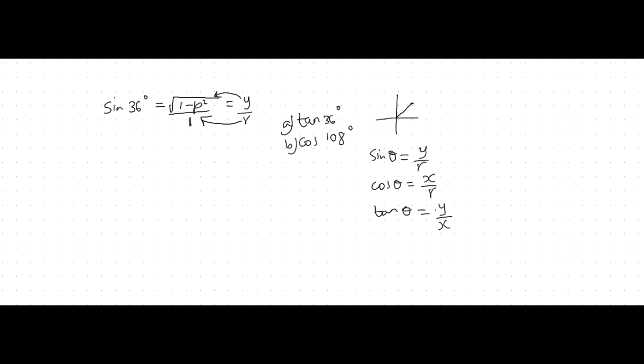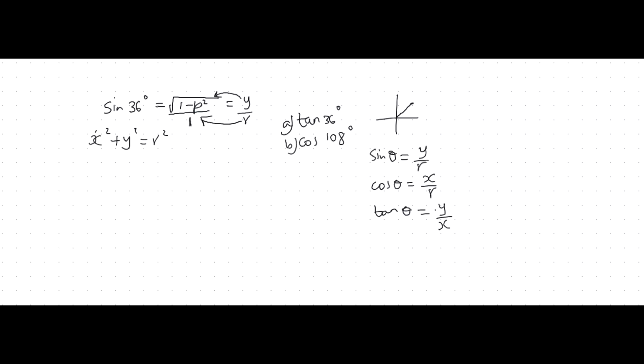X is missing because the ratios include x, y, and r. So you need to find the x that is missing. You need to use the Pythagoras theorem always when you are trying to find the missing variable. So this is your Pythagoras theorem.